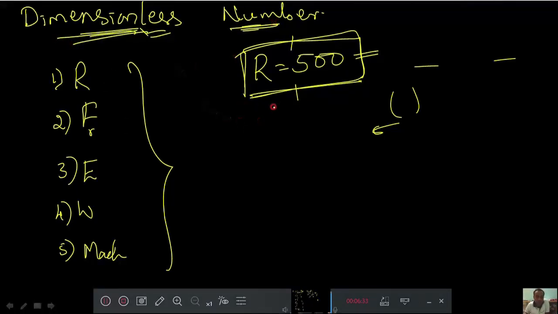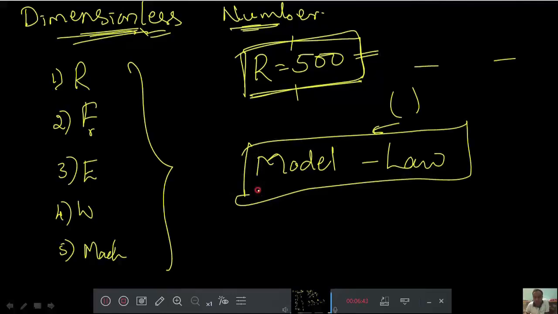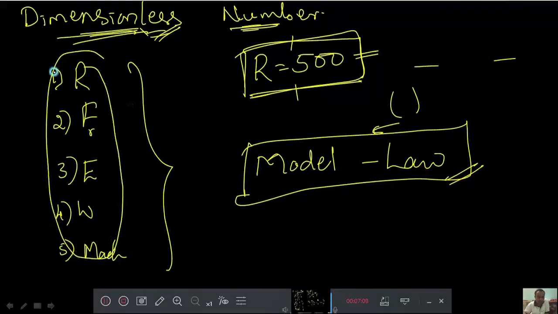By using these dimensionless numbers, we have the model laws. In the last class I told you that there will be a prototype and a model, and you need to scale down all the parameters of the prototype to the model. To scale down, we need to use some laws. We cannot simply scale it down however we want. Those laws are called model laws, and model laws depend on dimensionless numbers. Those dimensionless numbers are these 5. There are many, but for our fluid mechanics concepts, these 5 are dimensionless numbers. Now we will go one by one.